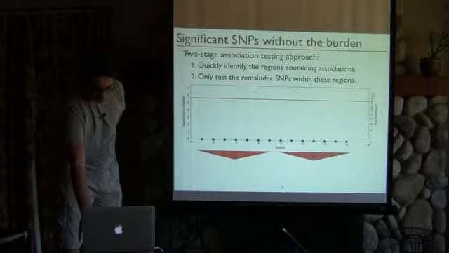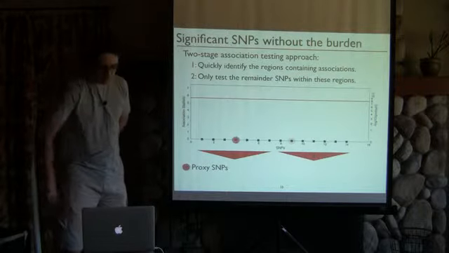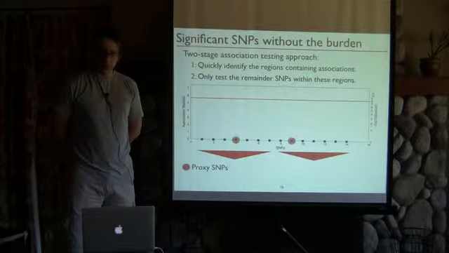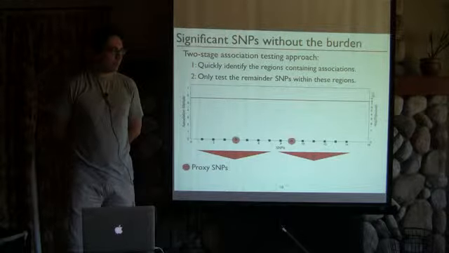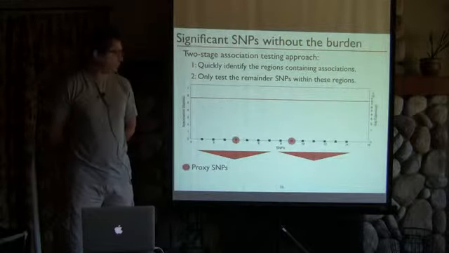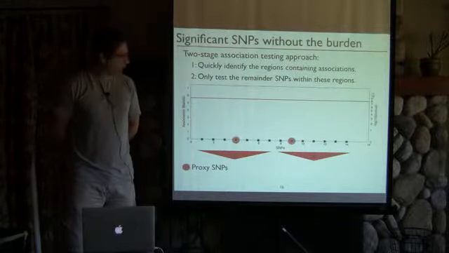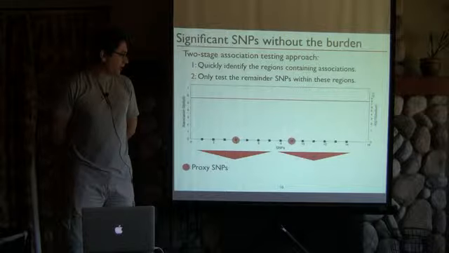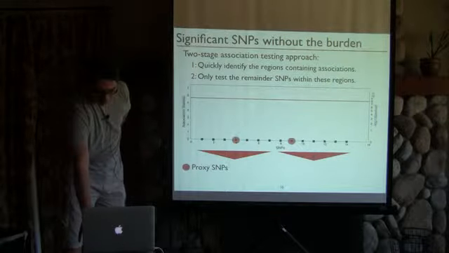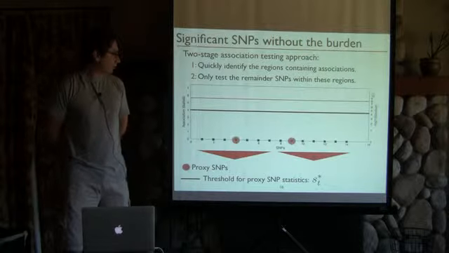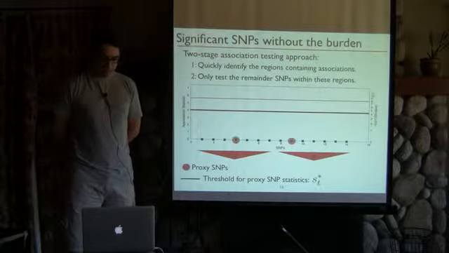But instead of doing this, what we are going to do is, first we are going to assume we are given some proxy SNPs within each region, and these SNPs are going to be the best representative of each region. For example, for region 1, a proxy SNP is SNP 4, and in region 2, SNP 9 is the proxy SNP. And to decide which region we would like to focus on, we are going to use a threshold value, indicated as the black line.